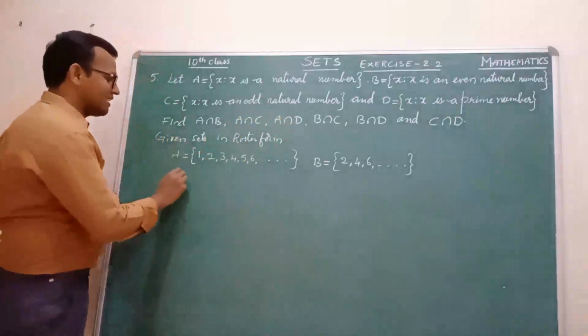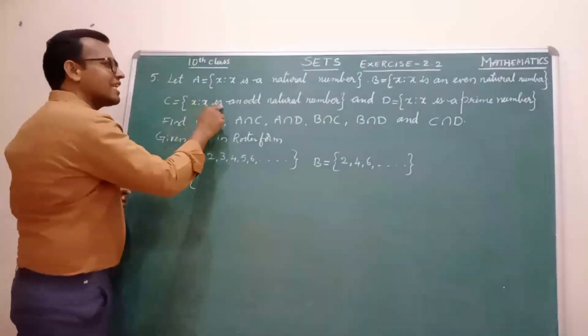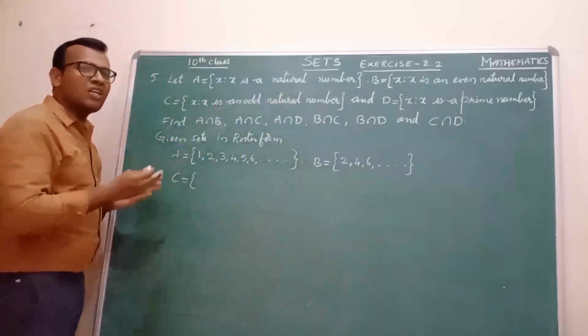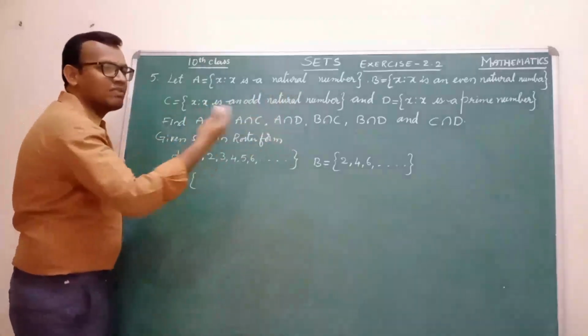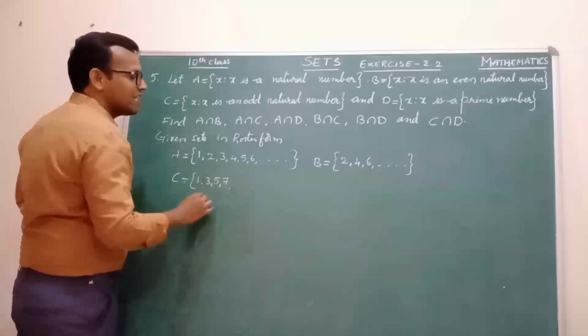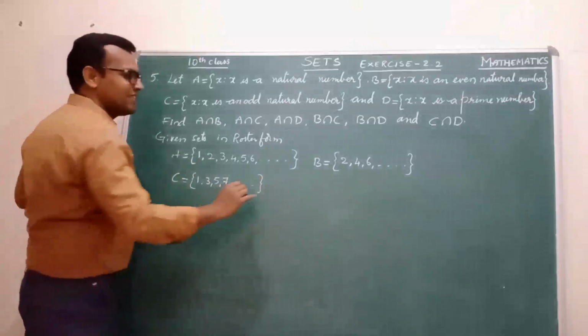Now set C. X such that X is an odd natural number. So what are odd natural numbers? Which are not even, they are all odd. 1, 3, 5, 7 and so on. These are all odd natural numbers.